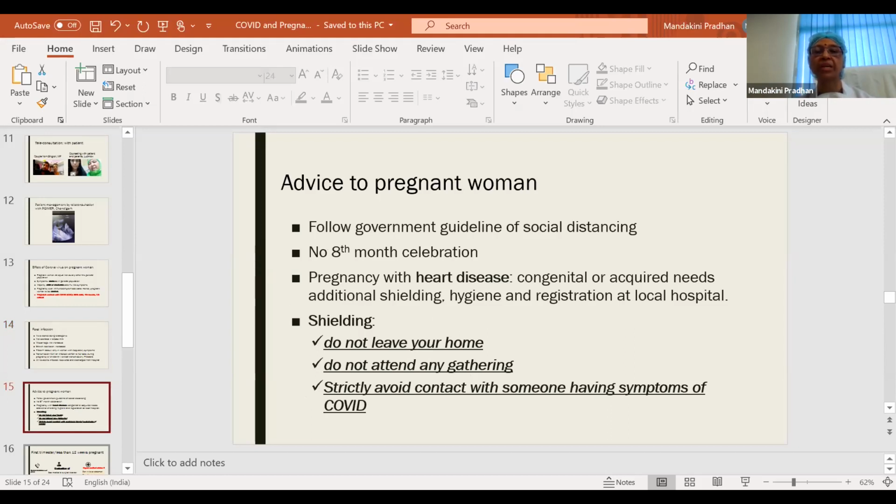So the advice to pregnant women is: pregnant women with heart disease are likely to have more severe symptoms. So heart disease, even if it is congenital or acquired, they have to keep that in mind. And they should not have all these celebrations at home, the 8 month celebration, some godbharai. Do not attend all these marriages, as we are seeing that those attending marriages are becoming positive. And strictly avoid contact with someone having symptoms of COVID.